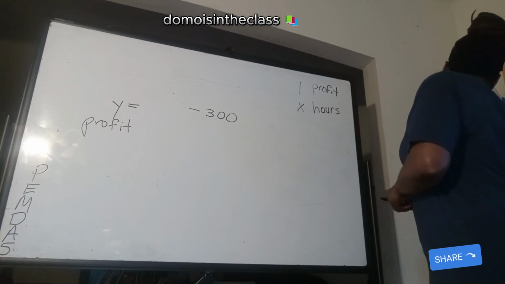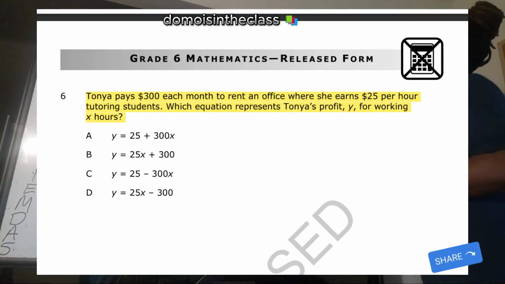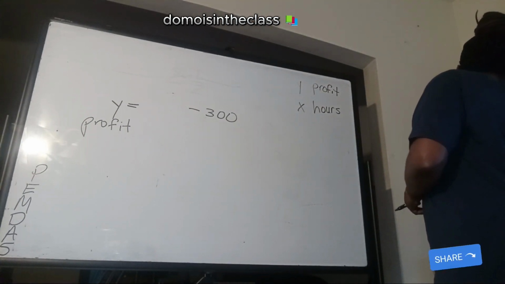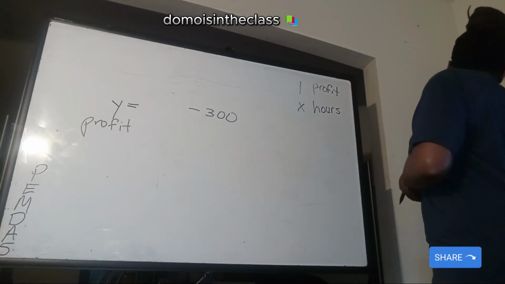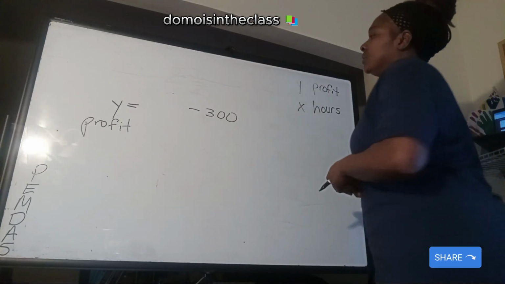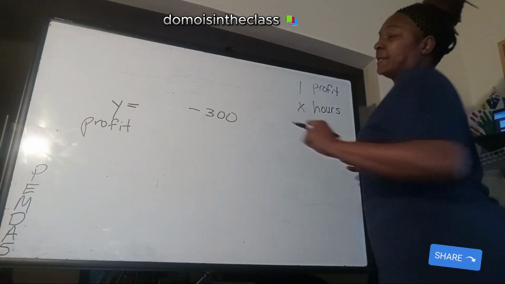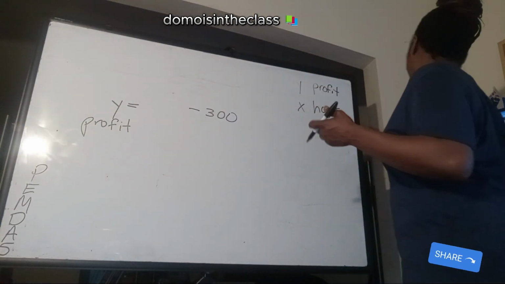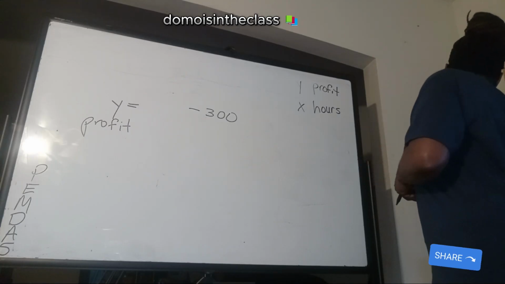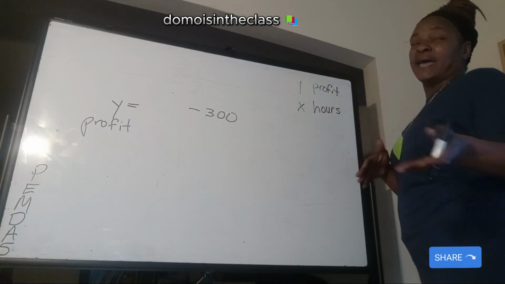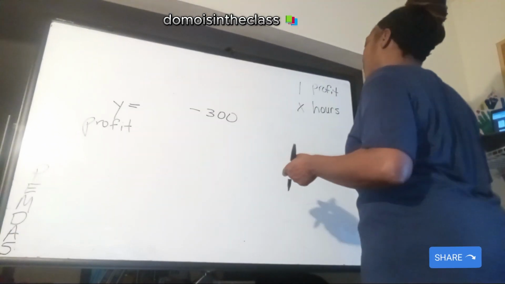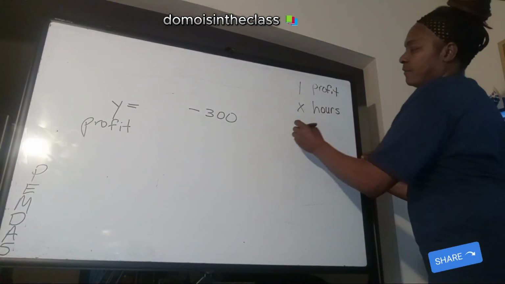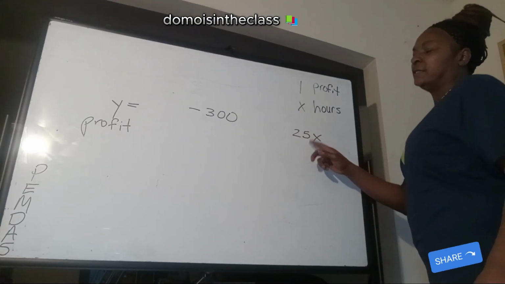So the first one is Y equals 25 plus 300X. Well, X stands for the hours. And if we look back at the problem, she earned $25 per hour, but we don't really know how many hours that is. It didn't tell us. So therefore, the X shouldn't be next to the 300, because that's referring to the money that she pays for the rent. We need to have our X next to the money that she's earning an hour, because that's what it stands for, hours. So she earned $25 per hour, right? So our X needs to be next to our 25.